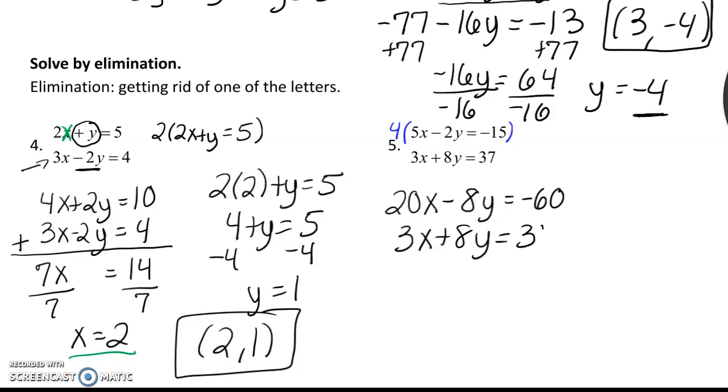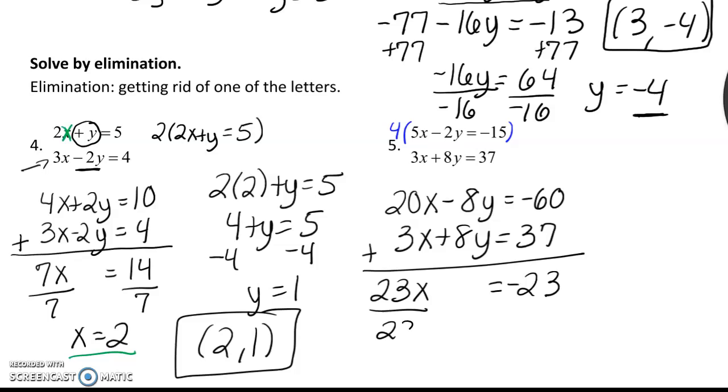And I don't have to do anything with the second equation because the y's right now are the same 8, but one's plus and one's minus. So I'm going to go ahead and add. So I have 23x, the y's are eliminated, equals, so I'm going to take negative 60, and I'm going to add 37, which gives me negative 23, and if I divide both sides by 23, x is negative 1.